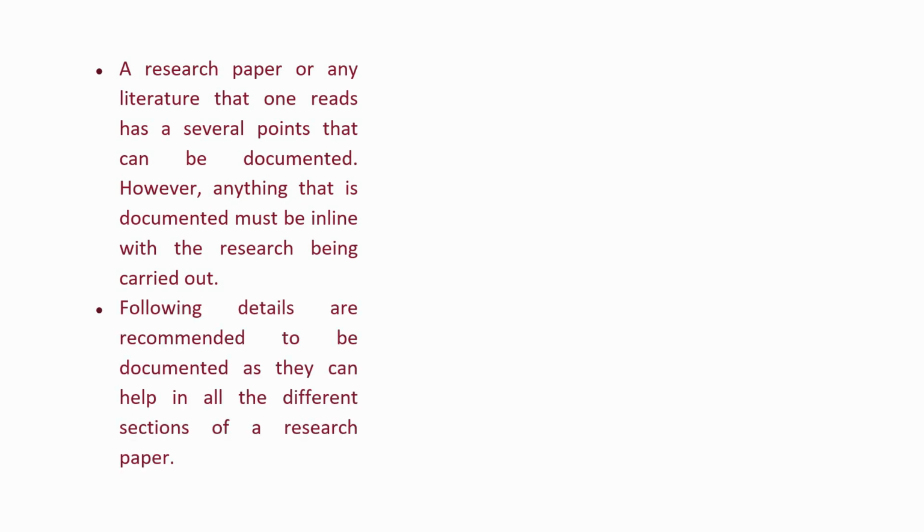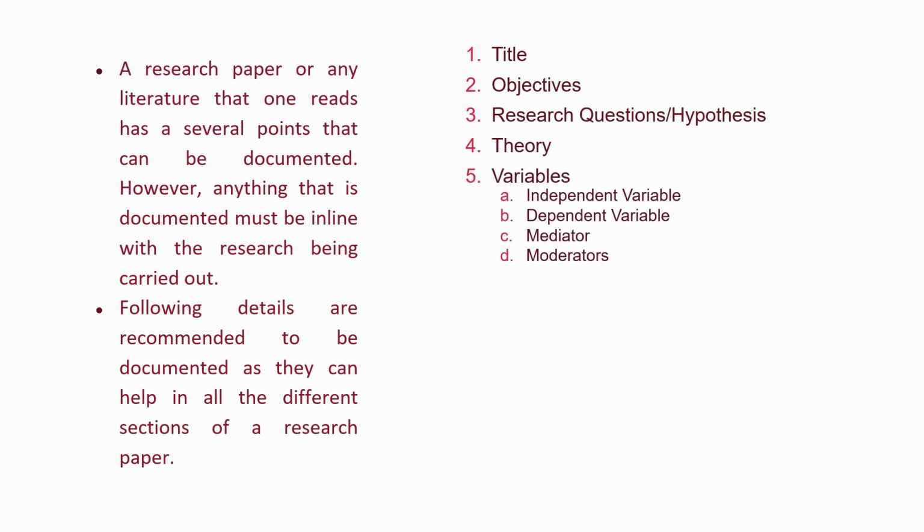Now, the following details are recommended to be documented as they can help in different sections of a research paper. The first one being the title of the research. The second, the objectives of that particular study. Third, based on those objectives, the research questions and hypotheses drawn. Four, what theory they have focused on or used to build their theoretical framework. Five, what variables were there in their study: the independent variables, the dependent variables, the mediators, the moderators, if any.